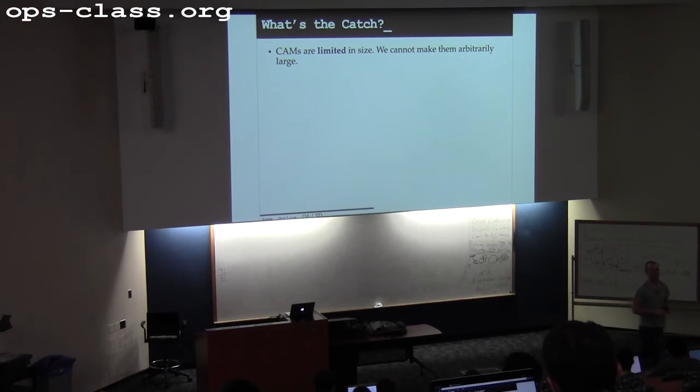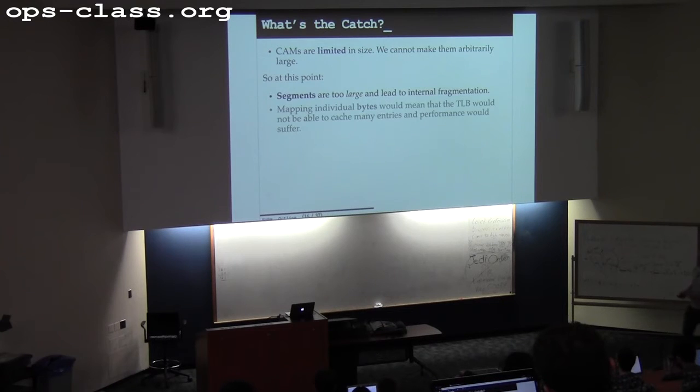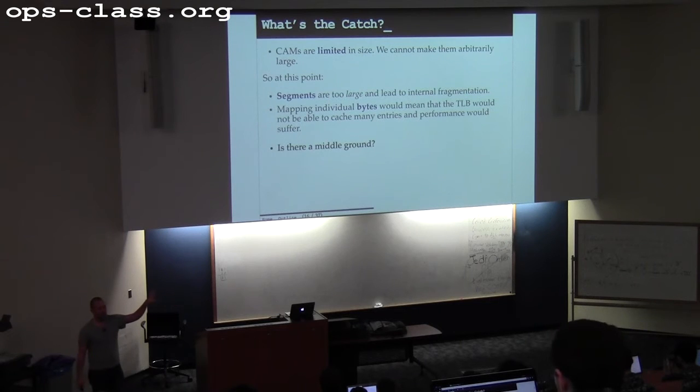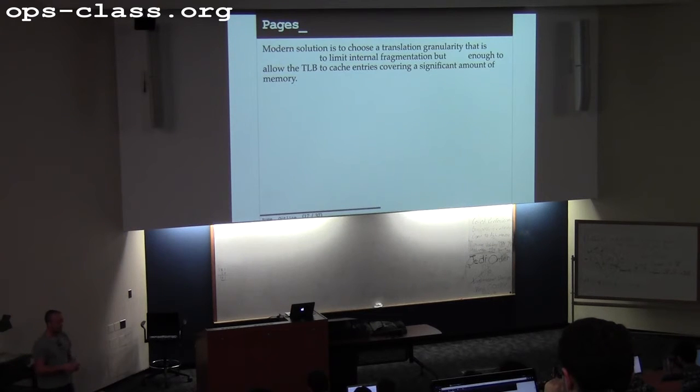These are not hard math questions. 100%, all of them. So this is not what I wanted. What I wanted was the kernel to be involved as few times as possible. So at this point, I've got segments that are too large. Mapping individual bytes doesn't work either, because I can't map enough of them. And I've also got these fragmentation problems that are created by segments, because they're different sizes, and there's too large just internal fragmentation. OK. So what do we do? Well, we try to make a compromise here.